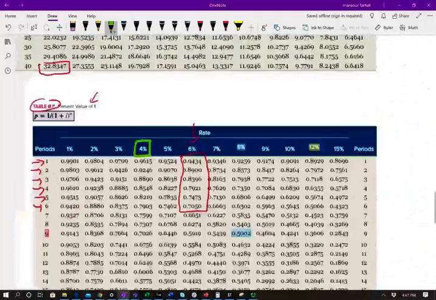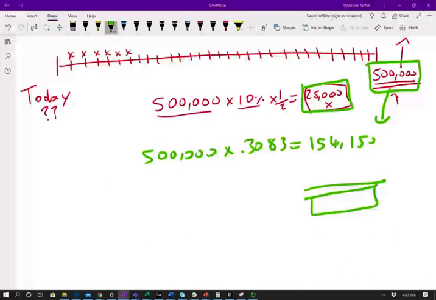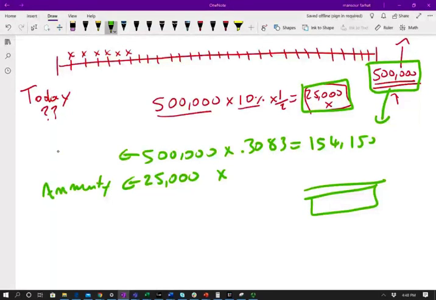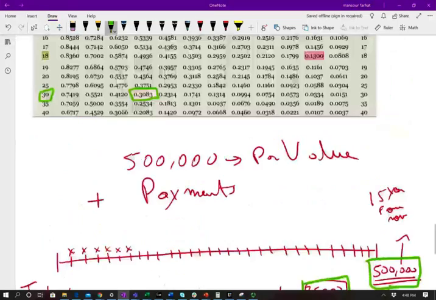So the $500,000 by itself is worth $154,150. Now we have to discount the $25,000. This is an annuity. Therefore, I have to use table B3 for the annuity. Now I have to find the annuity factor. Again, I equals 4%, N equals 30. Let's go to table B3.